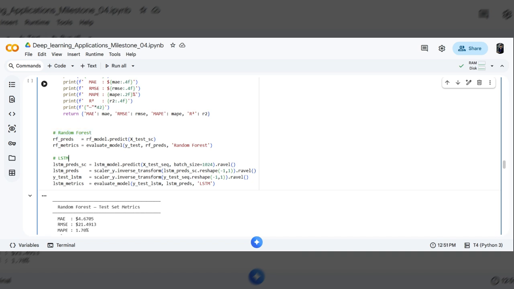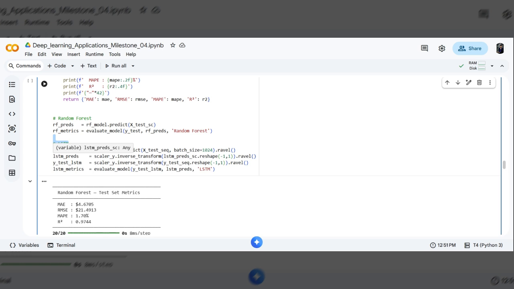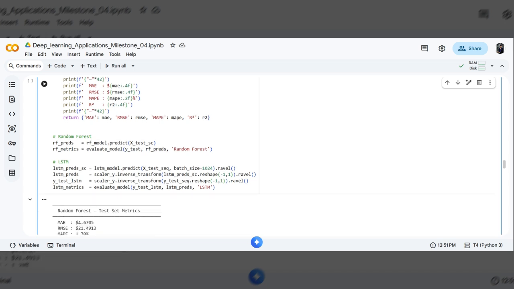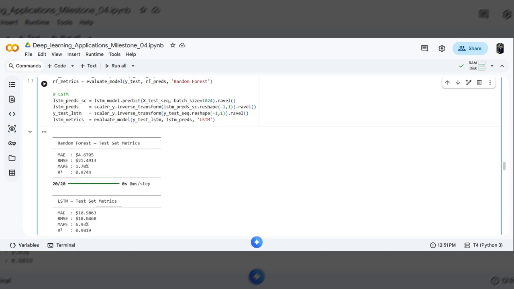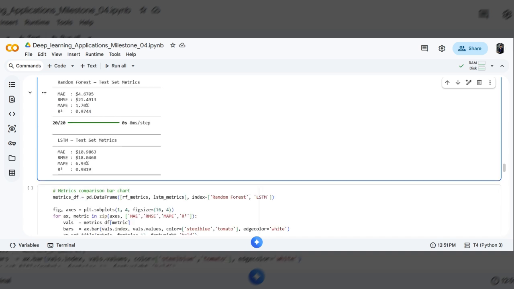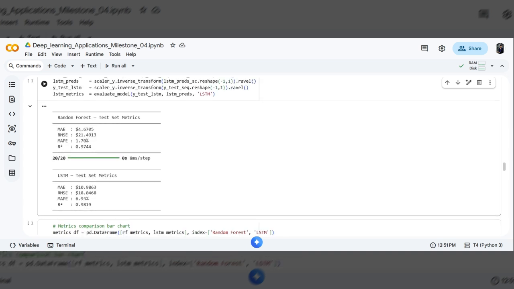versus LSTM comparison. In this project, I used two models, random forest and LSTM, to compare their performance. I evaluated both models using the same dataset and metrics. Random forest is a machine learning model that works well with structured data and is faster to train. On the other hand, LSTM is a deep learning model specifically designed for time series data, which helps it capture long-term dependencies. By comparing both, I can understand which model performs better for stock predictions.